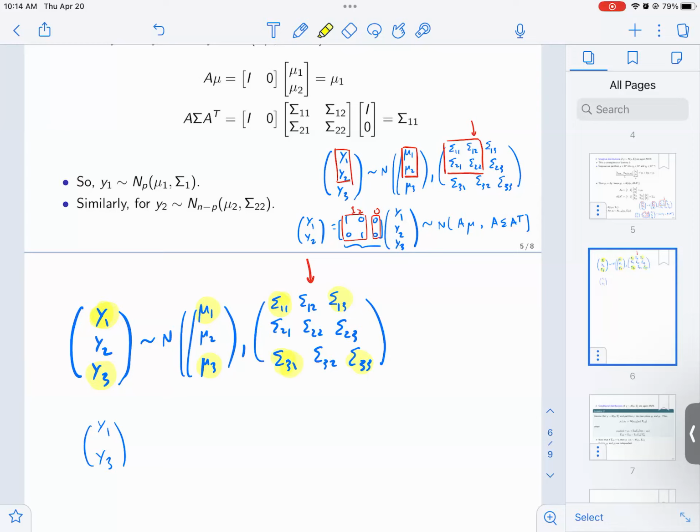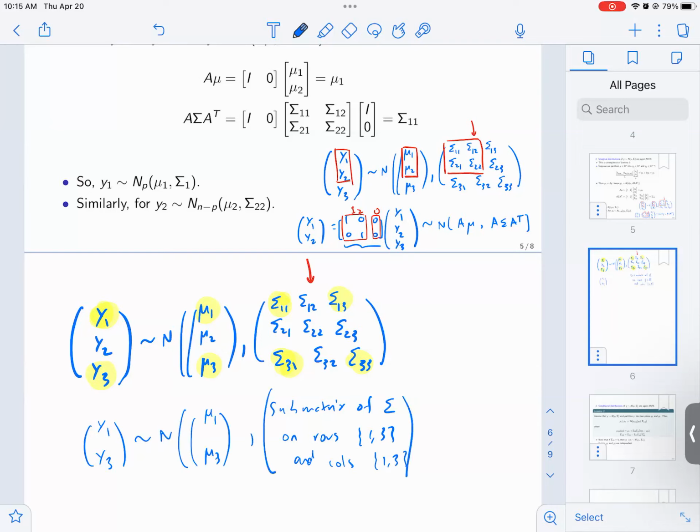So I'm looking at the elements 1 and 3. So I'm going to look at the submatrix of sigma on rows 1, 3 and columns 1, 3. So it would be normal with mean mu1, mu3, and the submatrix of sigma. Okay, now this also follows from the same argument. Any submatrix, any subvector, basically.